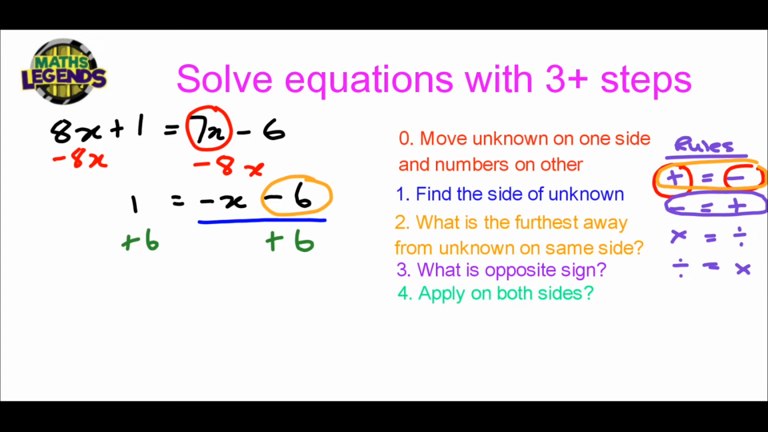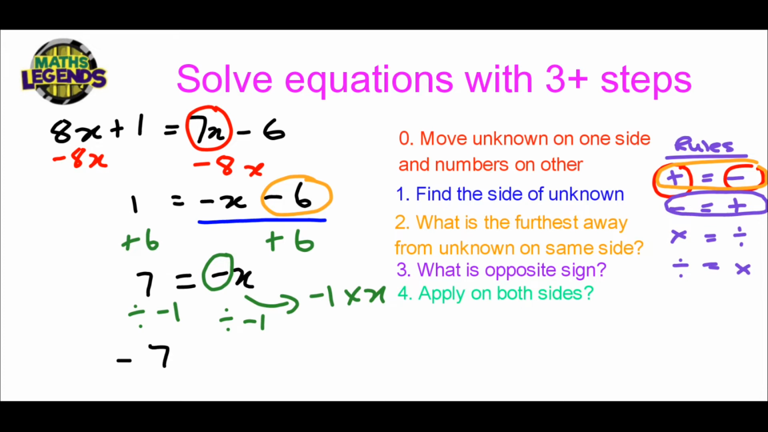We then simplify, so 7 equals minus x, and minus 6 plus 6 is 0. Now, we want to get rid of the minus sign using the same rules. So the minus is effectively minus 1 times x. So we need to divide by minus 1 on both sides. We then simplify, and that gives us minus 7 equals x. Now this is the same answer that we had earlier.